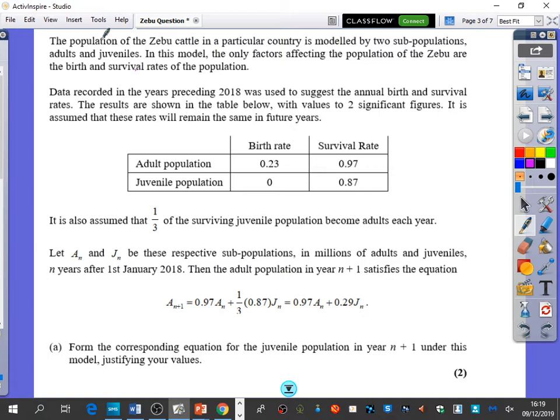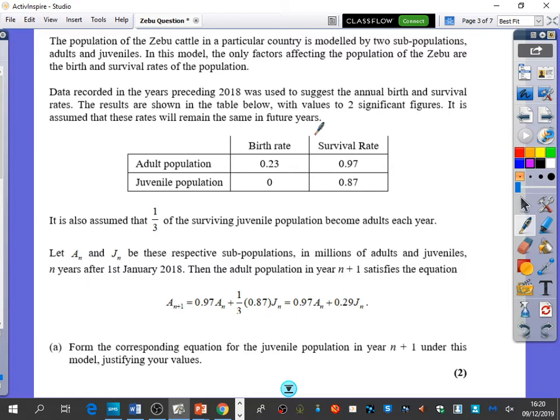Data recorded in the years preceding 2018. Preceding, what does preceding mean? Leading up to, yeah, ahead of 2018. So this data was used to suggest the annual birth and survival rates. The results are shown in the table below with values to two significant figures. It is assumed that these rates will remain the same in future years.